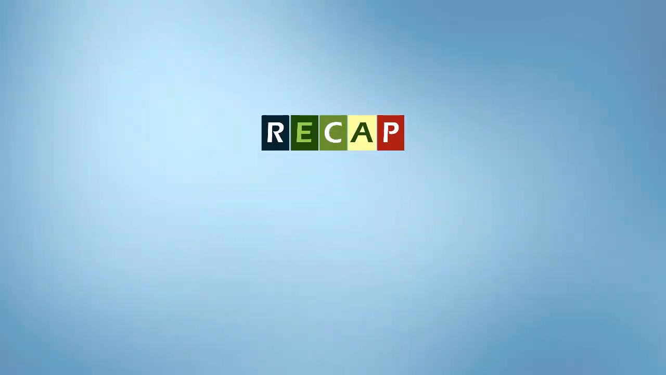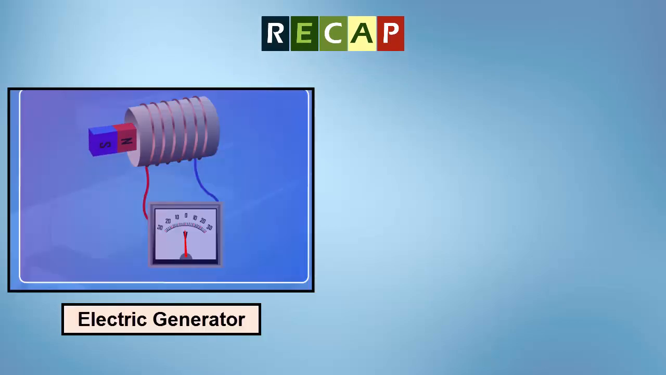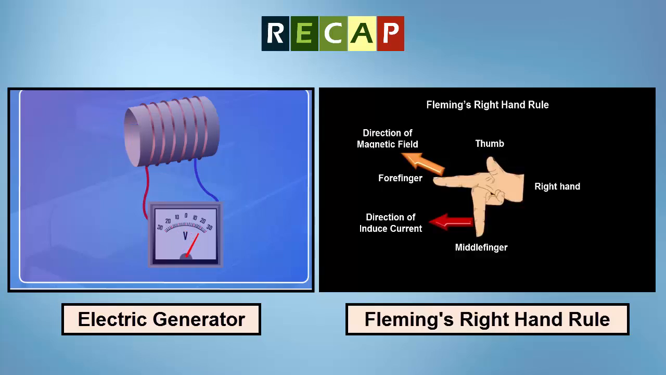Now, let us revise what we have studied so far. Electric generator is based on the principle of electromagnetic induction, which means whenever the amount of magnetic field through a coil changes, an induced potential difference is created, due to which current is induced in the coil. Fleming's right-hand rule is used to find the direction of the induced current in an electric generator.